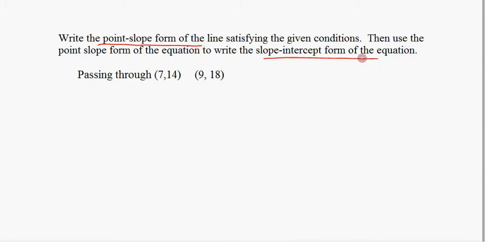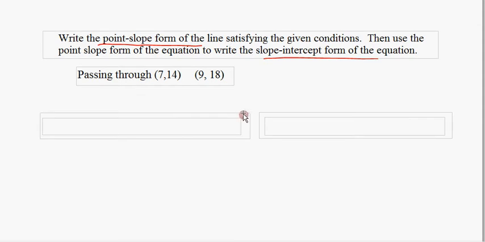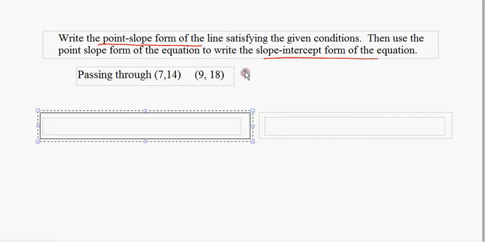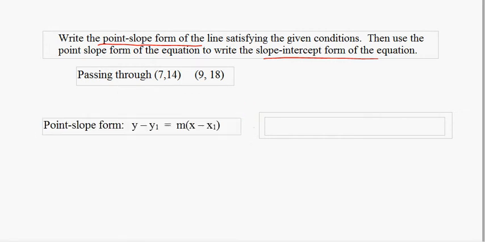But I got to tell you, even if they didn't tell us to find the point-slope form, we would still want to use that, because anytime you're trying to write the equation of a line, the point-slope form is pretty handy to use. Now, what does the point-slope form look like? Well, it's right here. It looks like this.